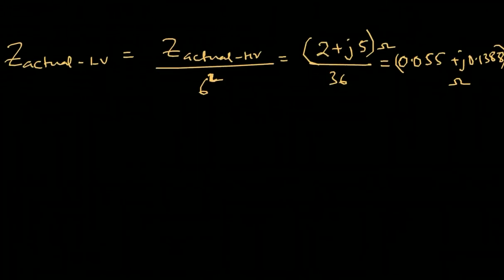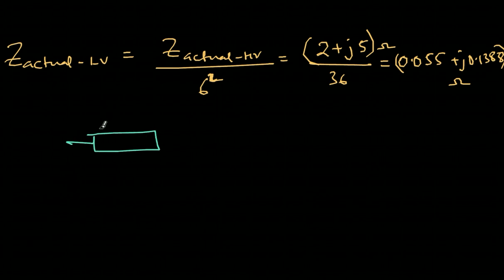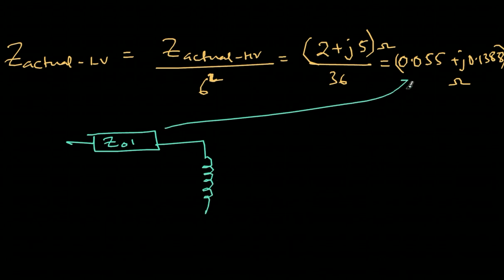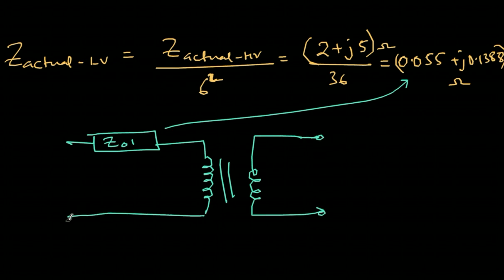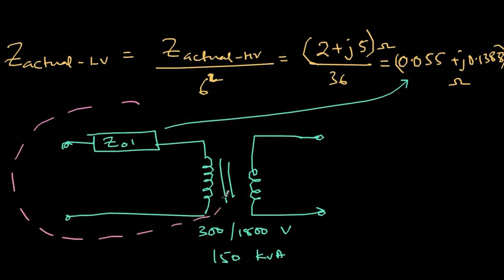So now if I once again redraw the diagram, this is the impedance Z01, which is nothing but this one. I have a transformer now. On the secondary side, I don't have any impedance. So this is a 300 by 1800 volts and 150 kVA transformer. Again, we have two regions here: this is the low voltage region and this is the high voltage region. We are only interested in the low voltage region now.